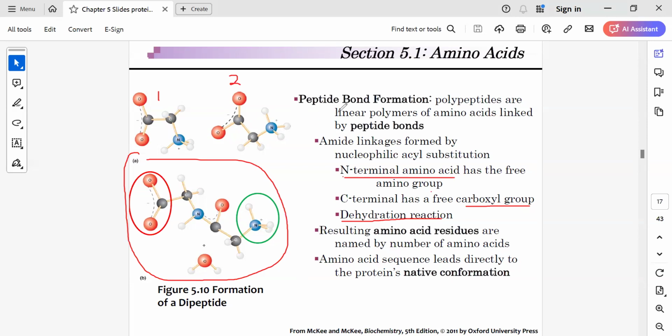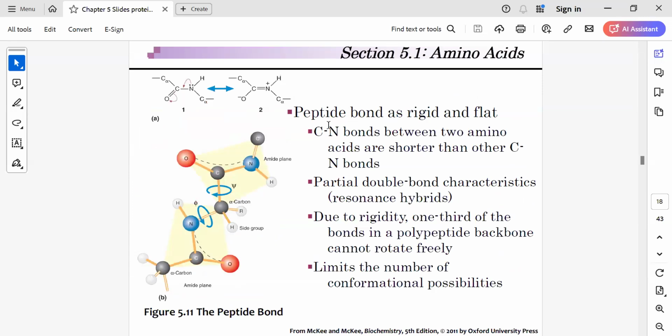So now we should understand that peptide bond formation is when you have a polypeptide linked through peptide bonds. In this case, we have the N-terminal amino acid and the C-terminal carboxylic acid linked together through the dehydration reaction, which means the removal of a water molecule, and then we have the resulting amino acid residues. It also depends on the number of amino acid residues. If we have two amino acids, it is a dipeptide, if we have three, we have a tripeptide, and if it is four, it is a tetrapeptide.